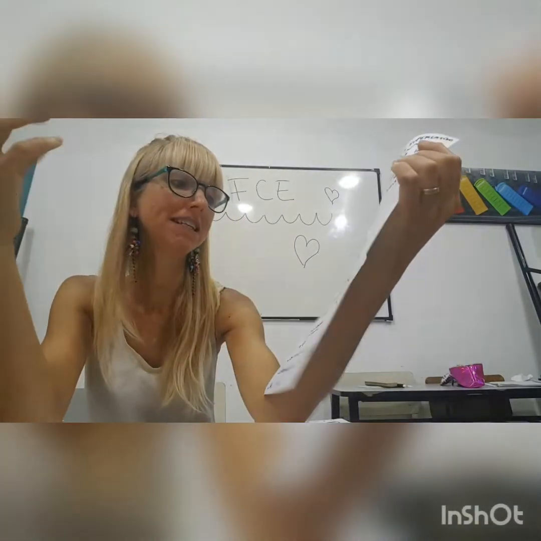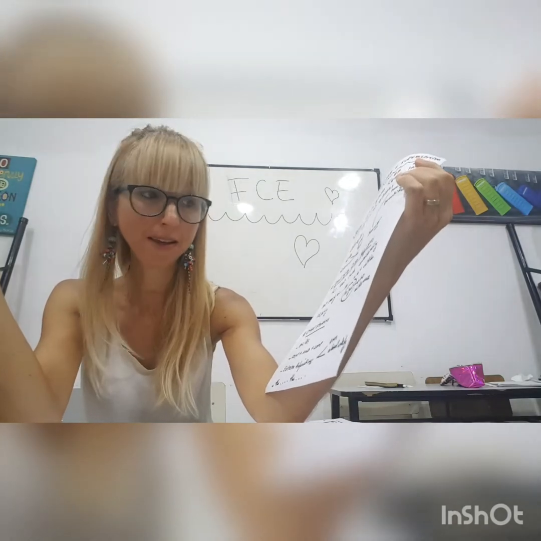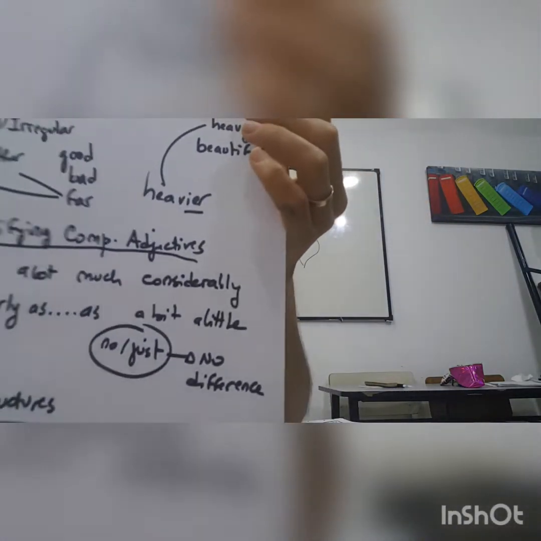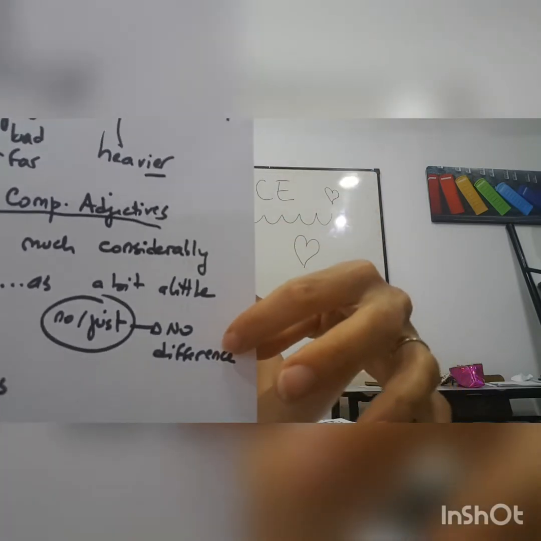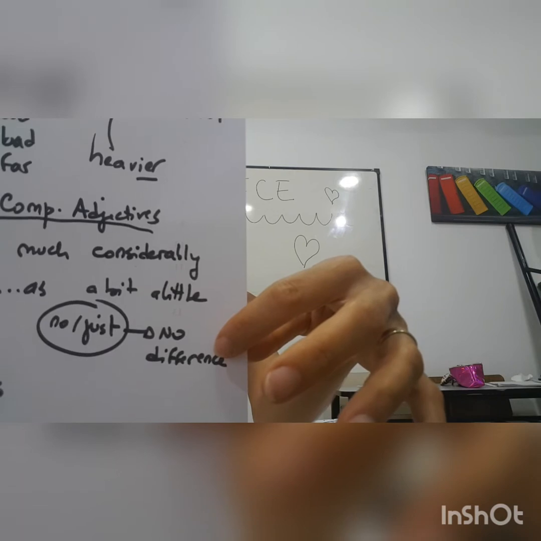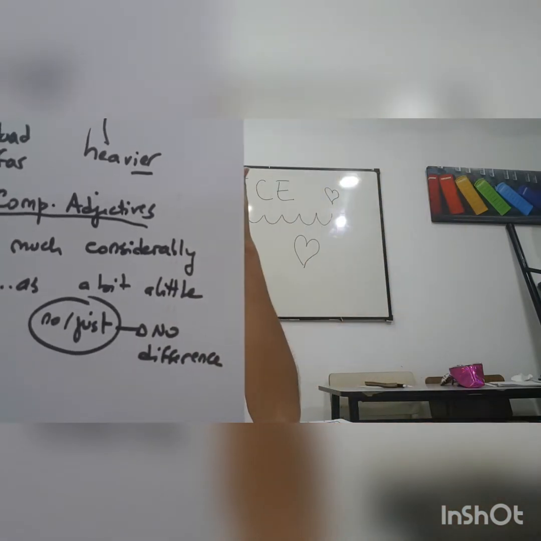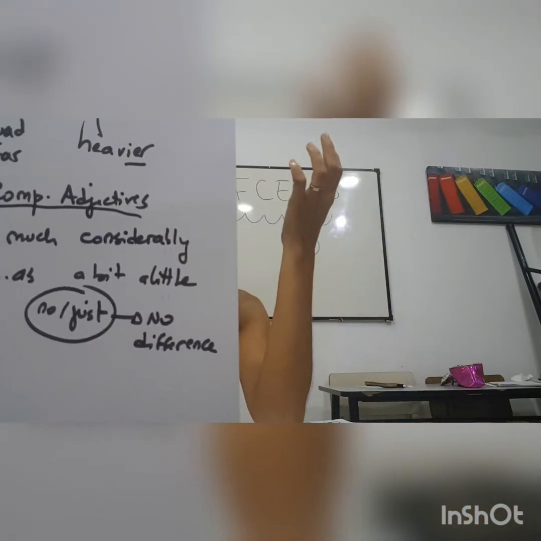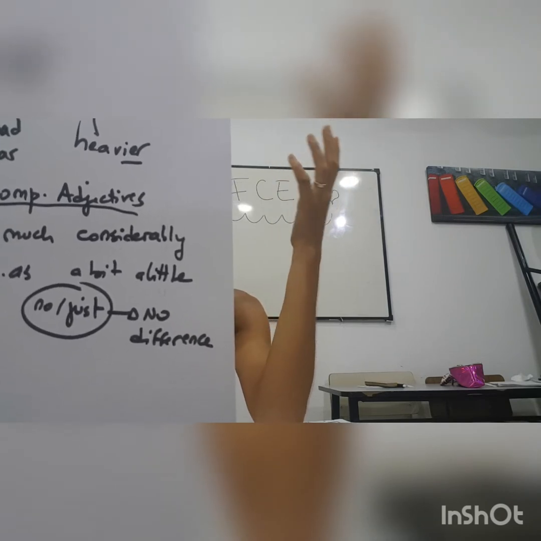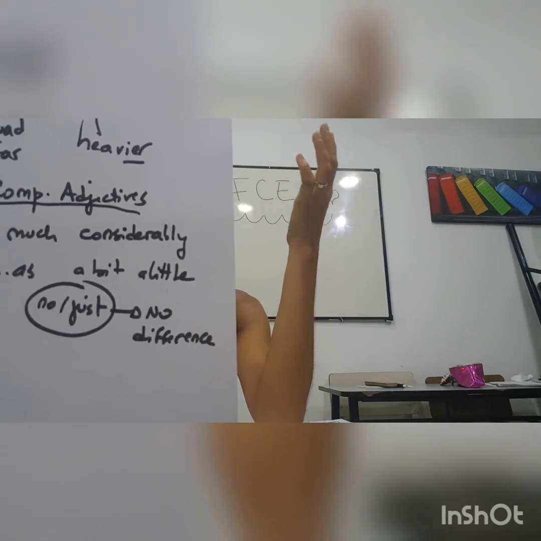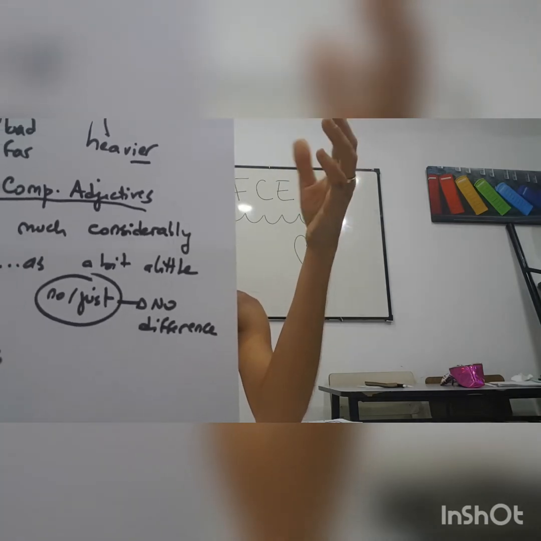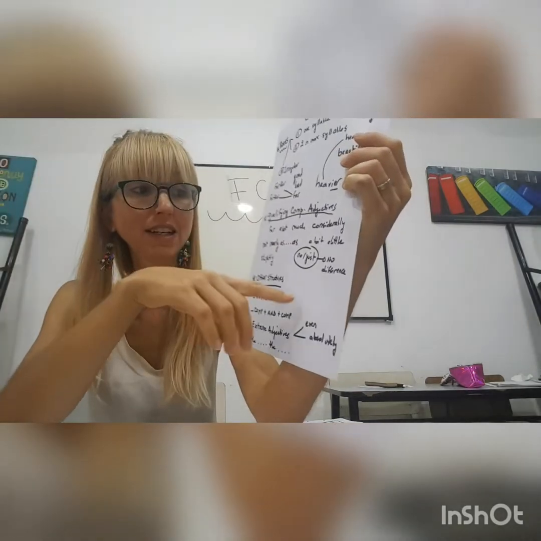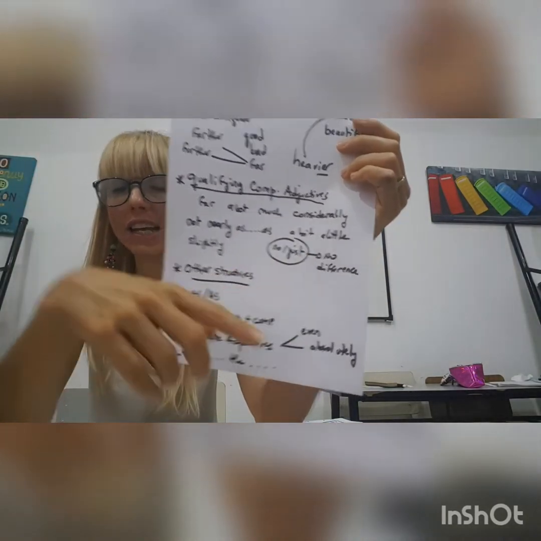If I tell you Tom is slightly taller than Sue, the difference is small, okay? And if I use no and just, it means there is no difference. For example, if I tell you it's no warmer than it was yesterday, it means that it's exactly the same temperature as yesterday. Or it's just as cold today as it was yesterday.